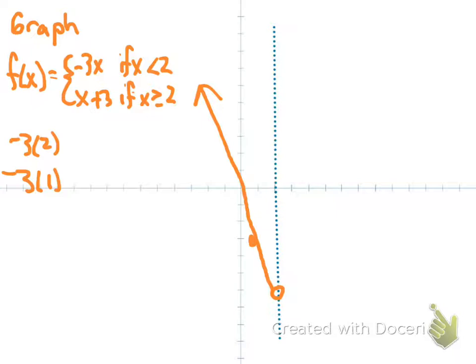There's that point. And then I could connect those 2 points and make my line. And then for the next part, I'll do the x greater than or equal to 2. 2 plus 3 is 5, putting the 2 in place of the x. Notice that one's a closed dot because that one had the line underneath. And then 3 plus 3 is 6. Connect those 2 points, make a line. There's your piecewise function graph.